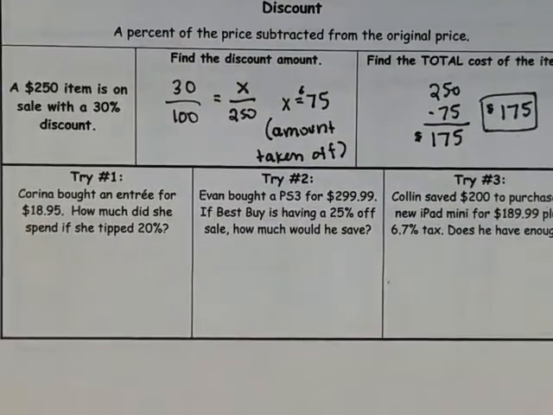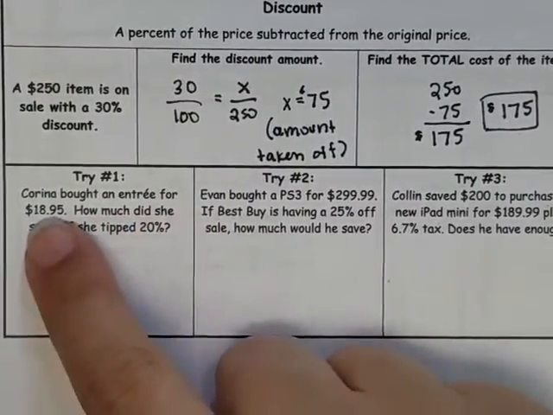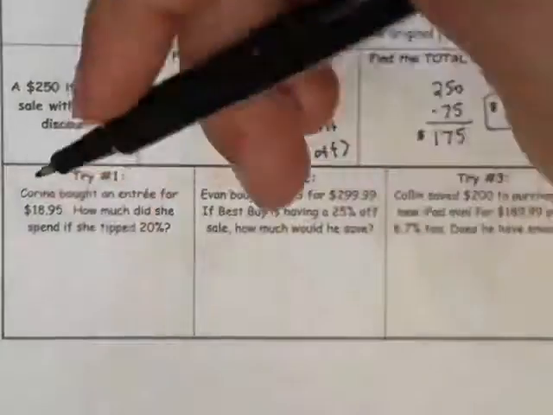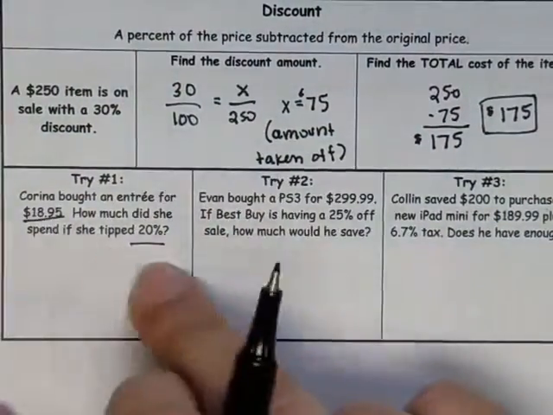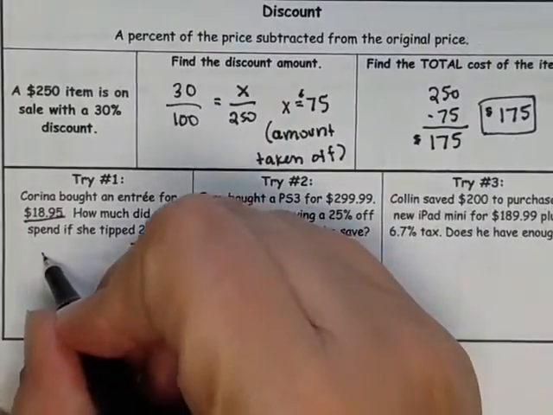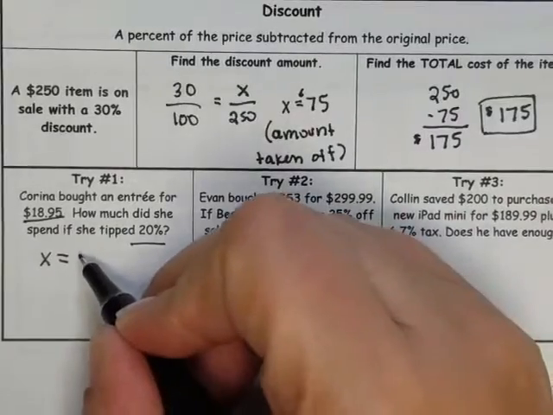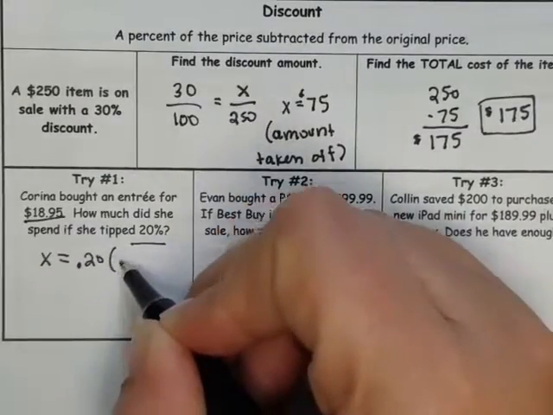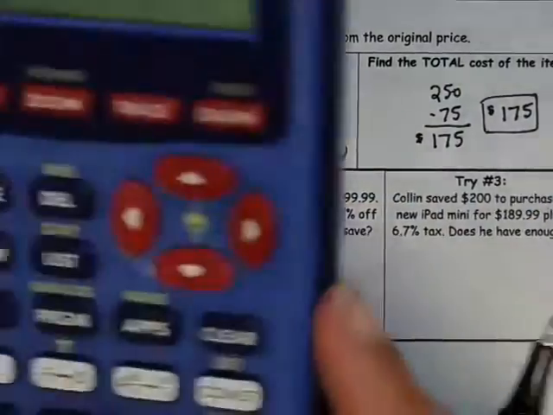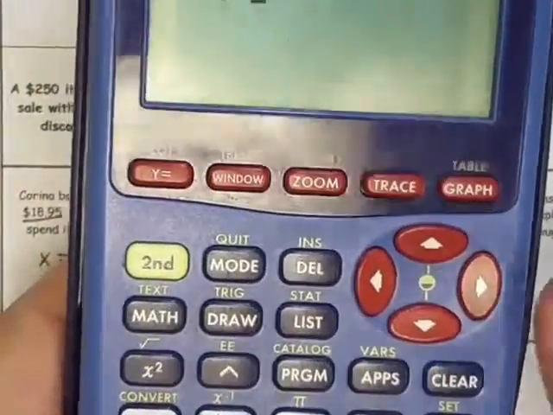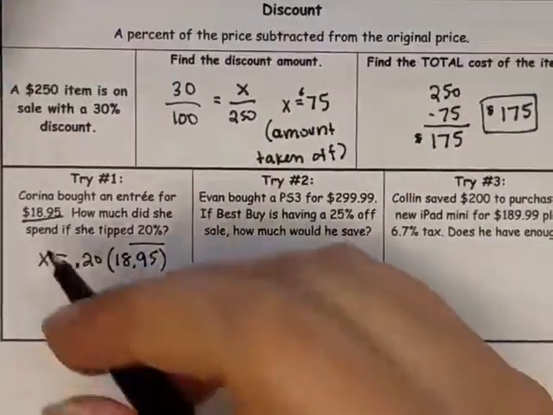All right, these next three, we're going to go ahead and try these together. All right, so number one, Karina bought an entree for $18.95. How much did she spend if she tipped 20%? So we know we have our total. We know we have our percent. So let's set that up. I'm going to do an equation here. So I don't know my part, but I do know that I'm doing 20% of $18.95. So 20% times $18.95, and I get $3.79.